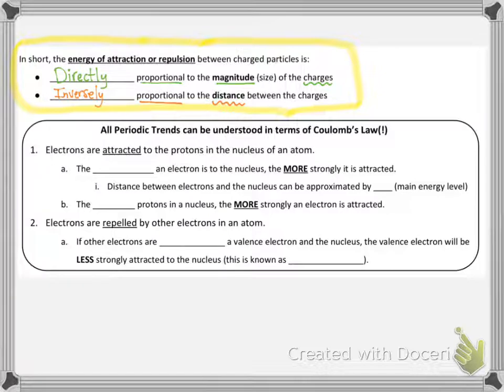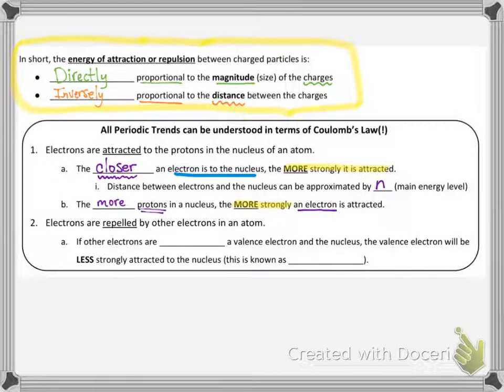So, as I was mentioning, all periodic trends can be understood in terms of Coulomb's law, because electrons are attracted to the protons in the nucleus of an atom. The closer an electron is to the nucleus, the more strongly it is attracted. And we approximate that distance by looking at n, the number of energy levels. And the more protons in a nucleus, the more strongly an electron will be attracted.